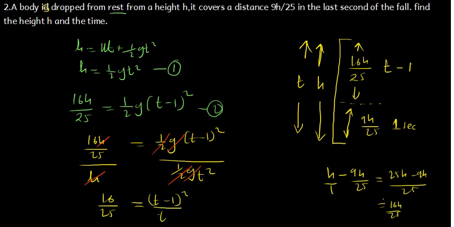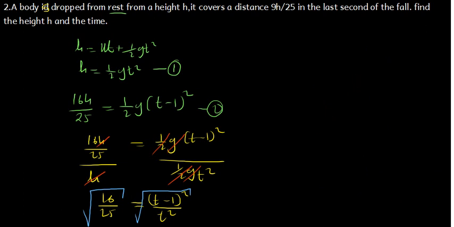At this point, we can square root on both sides because we've got squares. So the square root of 16 is 4. Square root of 25 is 5. And that is going to be equal to t minus 1 divided by t. At this point, we can cross multiply. So that is going to give us 5t minus 5 is equal to 4t.